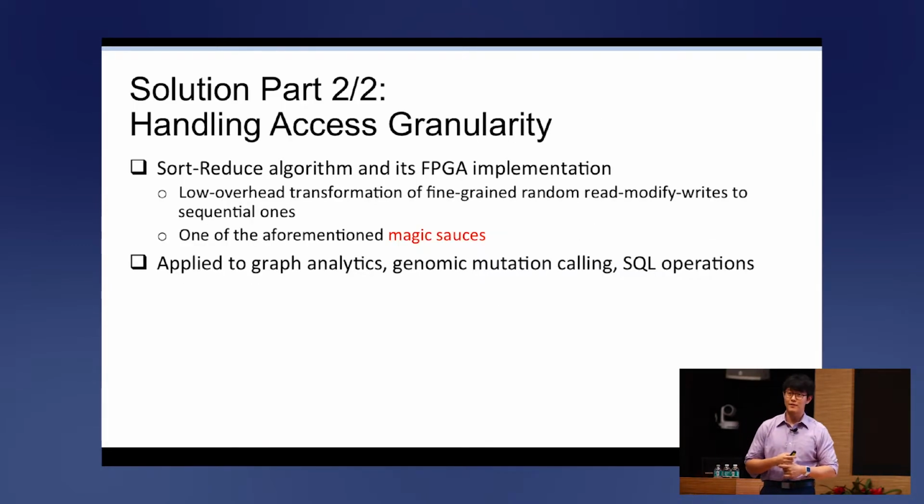Solving the second part of the problem, from a high level, we introduced a new algorithm for constructing a histogram called sort reduce and implemented it as an FPGA in the near storage accelerator. Sort reduce is a low overhead algorithm for transforming a lot of fine-grained read modify writes into a series of sequential read modify writes. And this is one of the aforementioned magic sauces that allowed us to actually get high performance on a flash-based hardware-accelerated analytics platform. It's applied to a lot of algorithms, but today I'll talk about graph analytics.